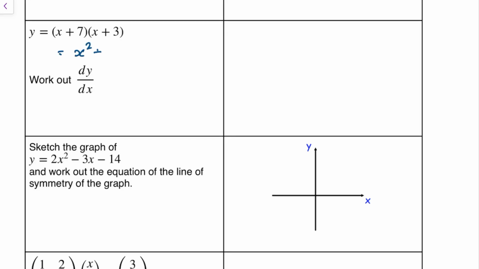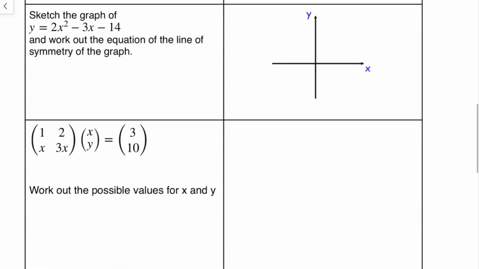So you've got x squared plus 3x plus 7x, which is 10x, plus 3 times 7, which is 21. And if we differentiate that, bring down the power, which is 2x. Take away 1 from the power, x to the 1 is x to the 0, which goes away. And that gives me 2x plus 10. Nice question.